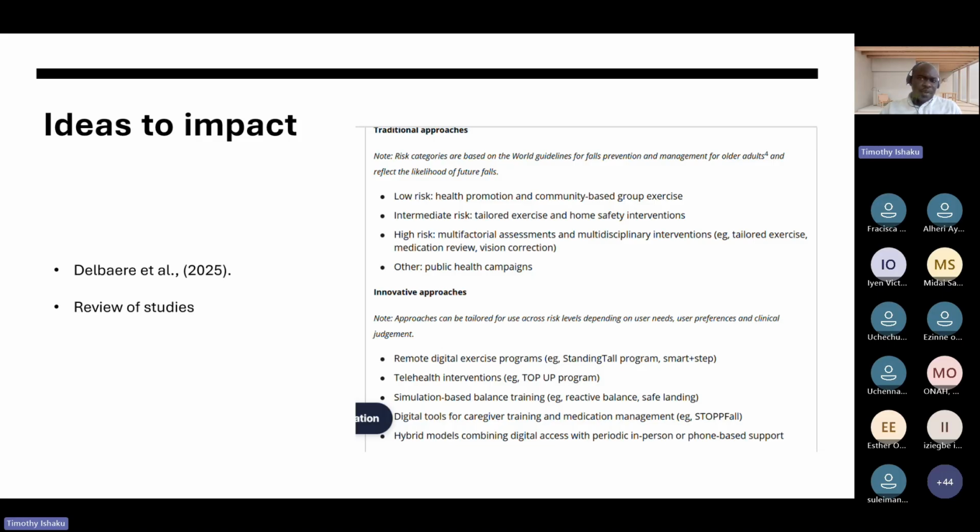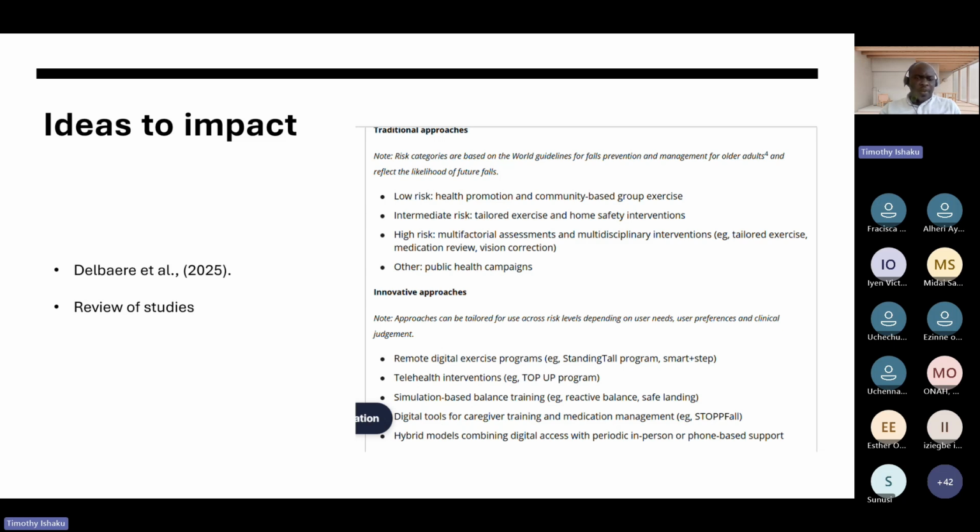The low risk category focuses on health promotion and community-based exercise, generally suitable for those who are generally well and active. The intermediate risk category, in summary, uses tailored exercise programs and home modification for people who have some mobility issues or some environmental challenges. And for high risk individuals, we talk about multifactorial assessment and multidisciplinary intervention. So they tailored the interventions, medication review, all those things.